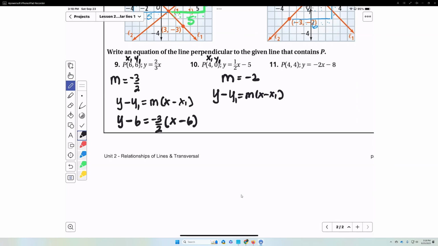All we have to do now is substitute. We have y minus y1, which is 0. The slope is -2. And we have x minus 4. So we have y equals, go ahead and do the distributive property. So we have -2x plus 8. And what I did here is I wrote it in slope intercept form.